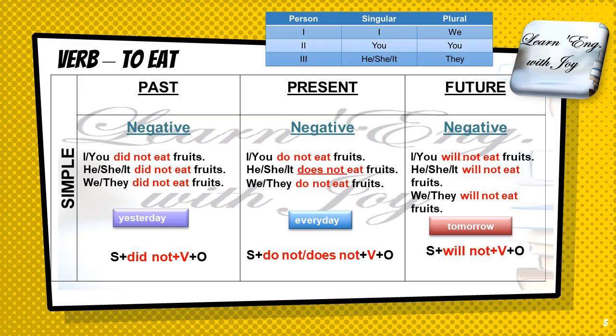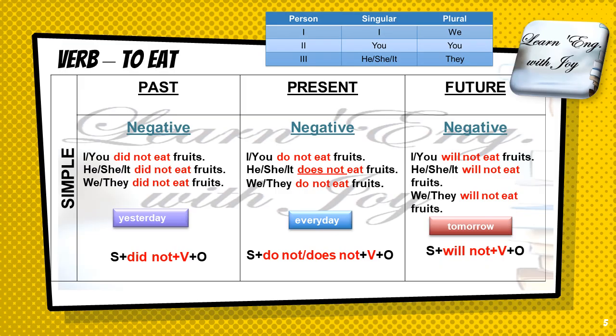So I do not eat fruits. You do not eat fruits. Again, every day you can put the timestamp. He, she, it does not eat fruits every day. So here I have underlined does not. This is the only change that is there. We do not eat fruits. They do not eat fruits every day. The syntax is subject plus do not or does not plus verb plus object.